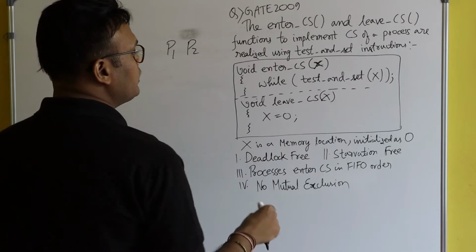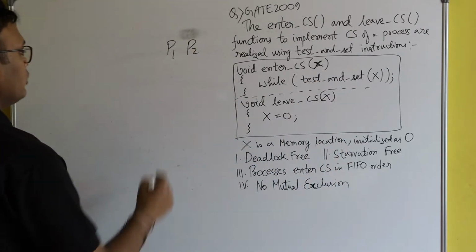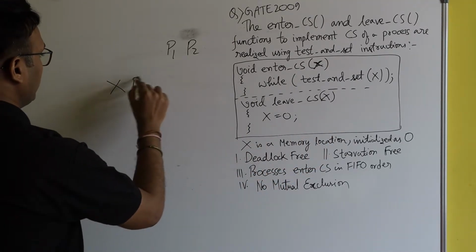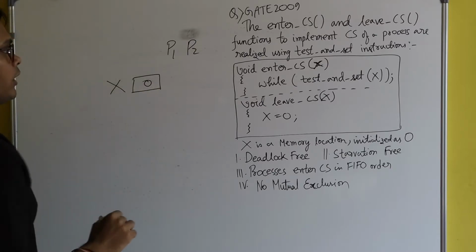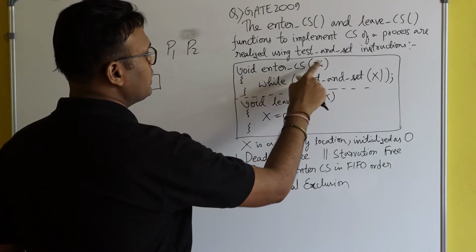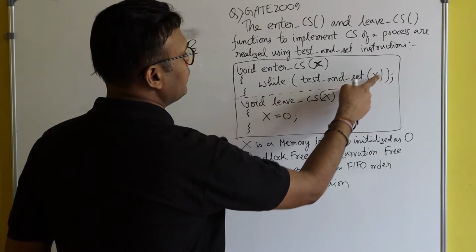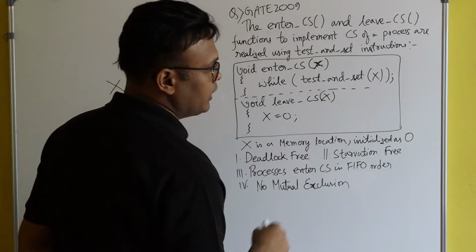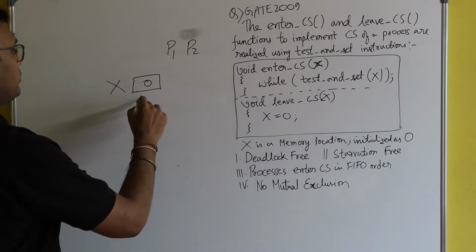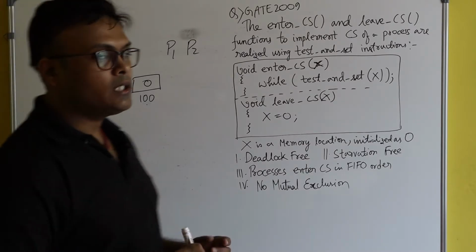Now you see, X has been initialized as 0. It's written here that X has been initialized as 0. So X is 0. So void enter_CS, now this while loop will execute. While test and set, the address of X has been passed as a parameter, that is 100. So what will the test and set function do?